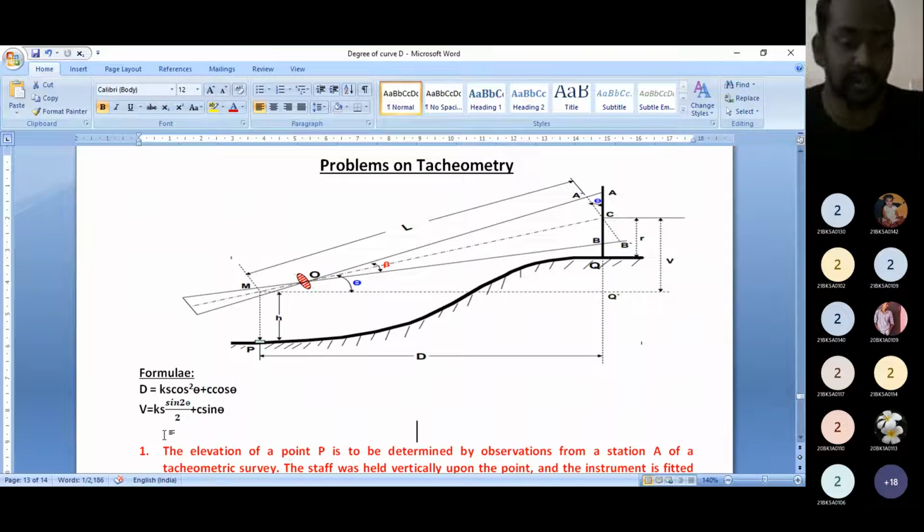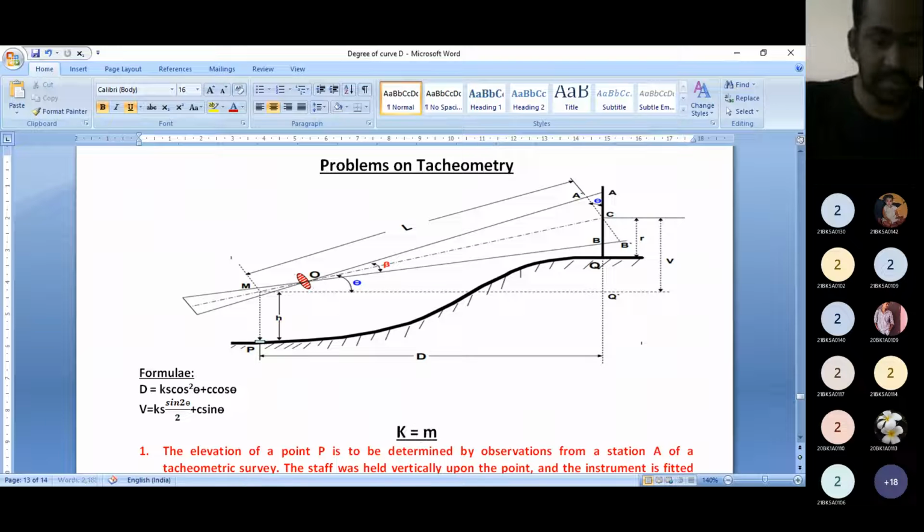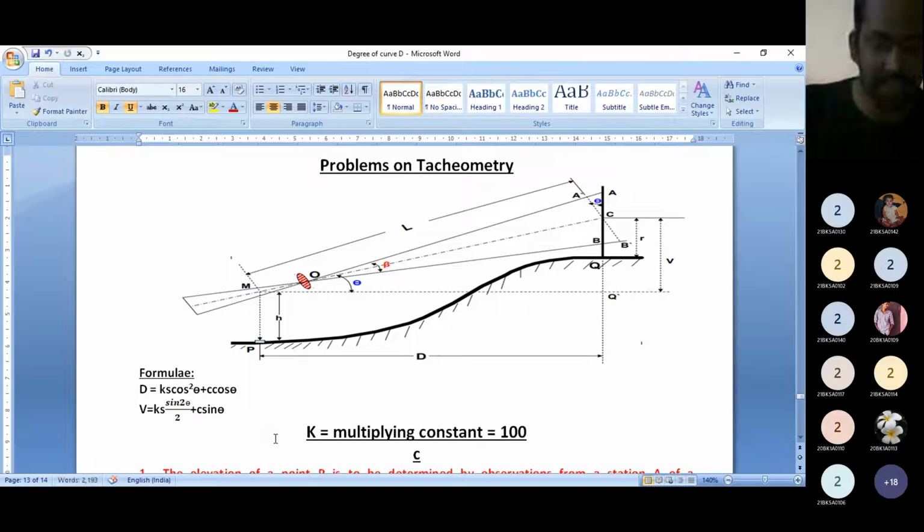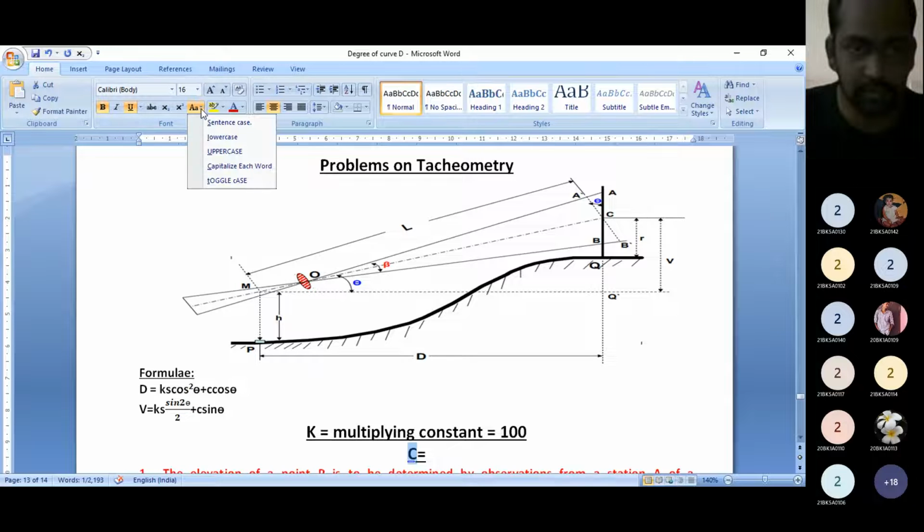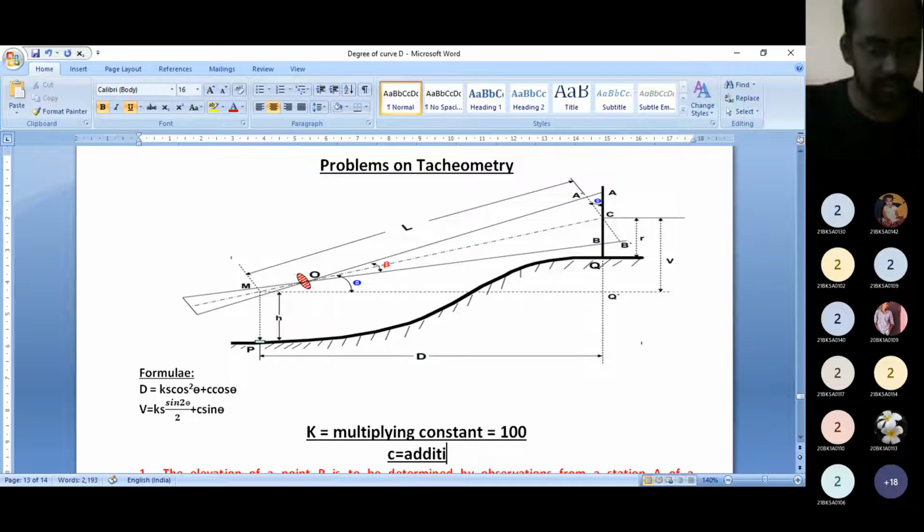Now write that down again. I am writing here: where K is the multiplying constant. All of you take notes. Write down multiplying constant of the instrument, and in most cases the K value will be equal to 100. And where small c is the additive constant. The additive constant value will be equal to 0.